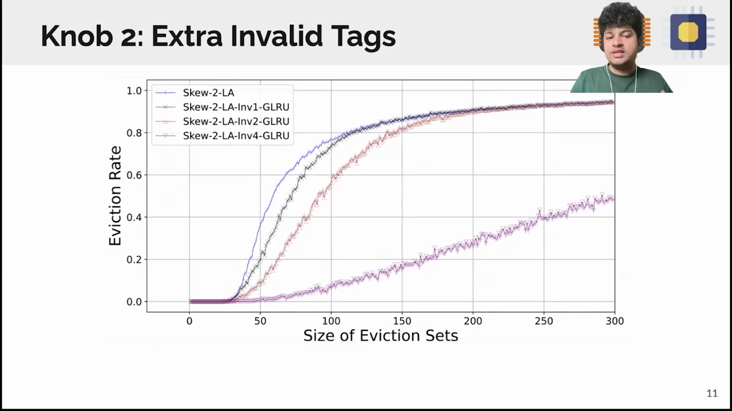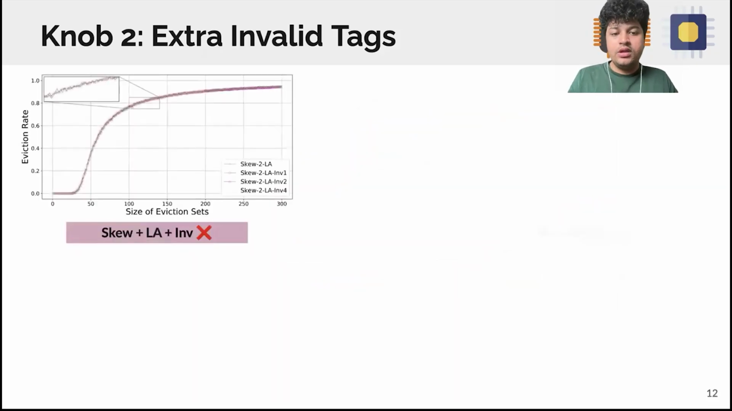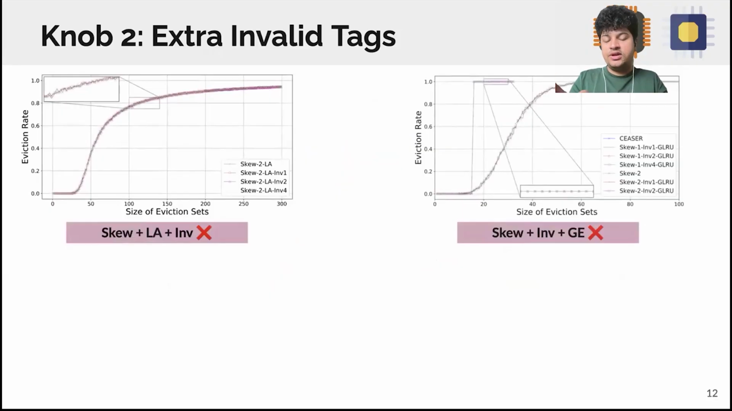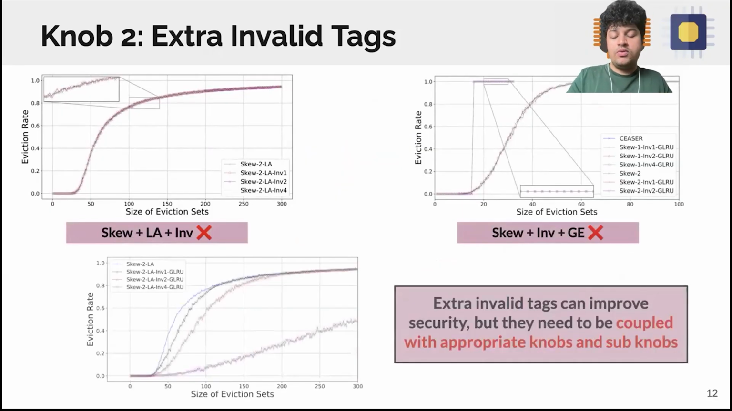We can see that as we increase the number of invalid tags, our eviction rate drops drastically and improves security. So a bunch of configurations for invalid tags do not actually seem to work, but only one specific combination works, which has skews with load aware skew selection, invalid tags and global eviction. So we observe that extra invalid tags can indeed improve the security of the cache, but they need to be coupled with appropriate knobs and subknobs to do so.